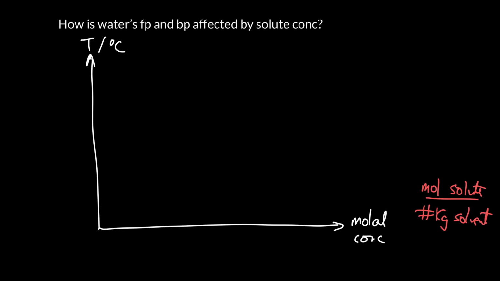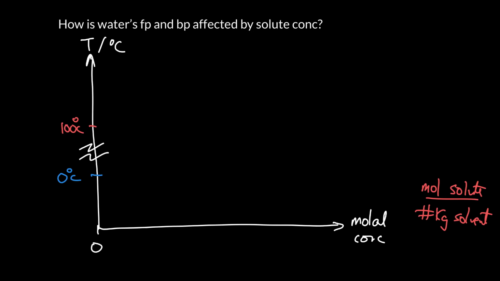So of course, we know that at zero solute concentration, we just have pure water, and pure water boils at 100 degrees Celsius. And we also know that pure water freezes at 0 degrees Celsius. I'm going to break this axis here, that way I don't have to worry about keeping things to scale.